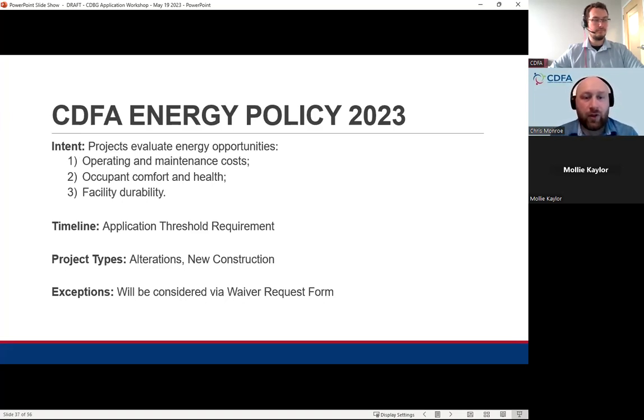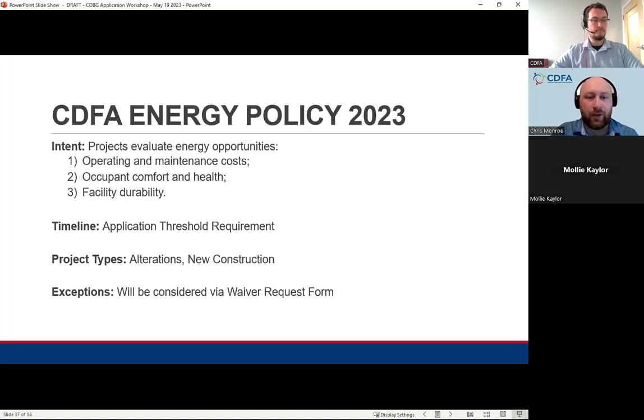CDFA aims to ensure that our investments support projects working to reduce future operating costs, improving occupant comfort and health, and improving durability of facilities. CDFA developed our first energy policy in 2020 to make sure applicants to our programs assess these opportunities. And again, the energy policy is part of your CDBG application threshold.